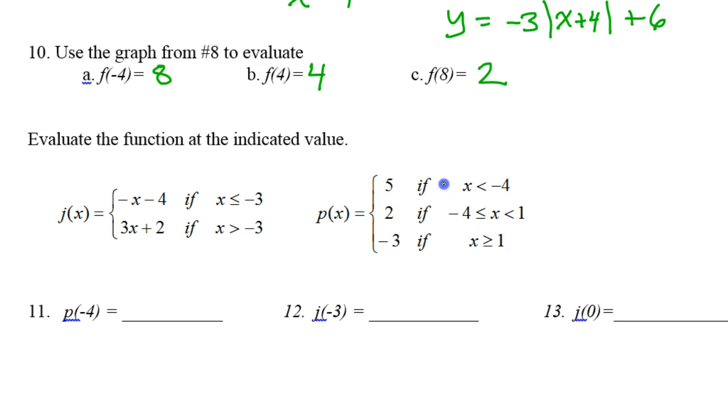All right, -4. Is -4 less than -4? No. Is -4 less than or equal to -4, which is less than 1? Yes, because of the or equal to part. -4 is equal to -4, so that's why we're going to use this piece. Normally we would take this and plug it in for x, but this is just a constant, so that just means the answer is 2.